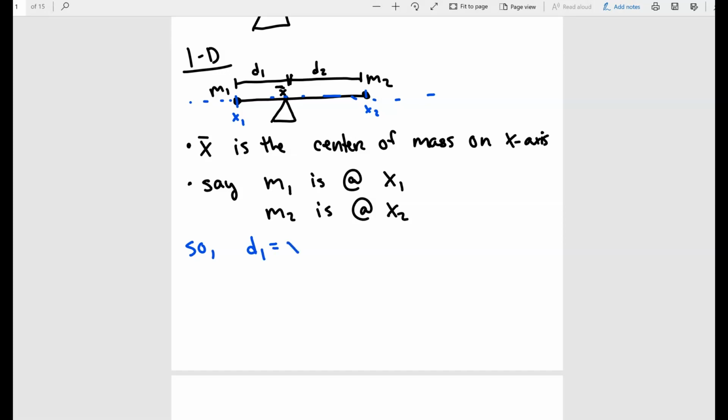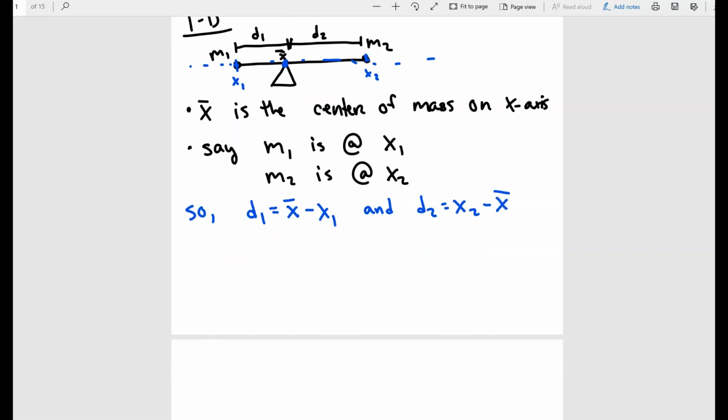So what we can say is the following: the distance d1 is equal to x bar minus x1. And that makes sense, right? Because if x bar, the center, is right here, the difference between x bar and wherever mass 1 is is just going to be the first distance, d1. And the distance d2, the second one, is going to be equal to x2 minus x bar. Because x2, which is the bigger one, minus x bar is just going to give us the second distance.